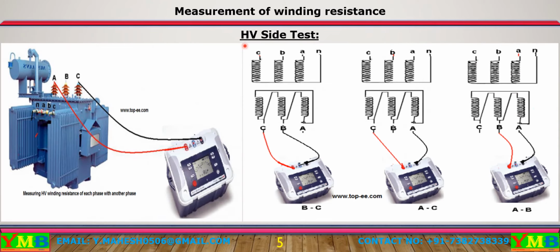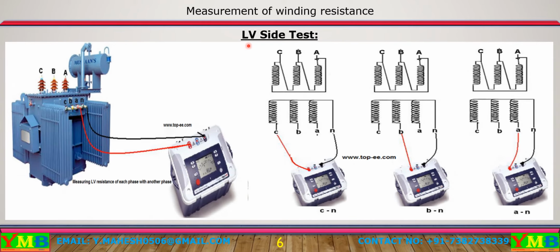Now see the connections of HV side. Here we take an example of a star delta connected transformer. On HV side the connection is delta connected and LV side is star connected. I already said in the previous slide, if we are measuring delta connected, measure the resistance between phase to phase. See the connections C to B, C to A and B to A.